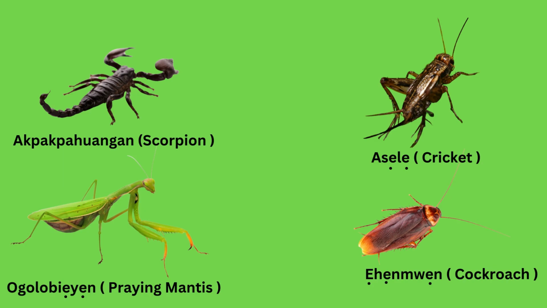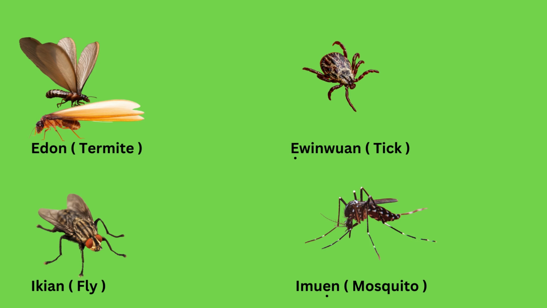Okay, now we have our insects. Akpakpahuanga is the scorpion. Ogolobienye is the praying mantis. Asele is the cricket. Ehene is a cockroach. Now, these long words, you can break them into syllables because when it's long, it kind of looks hard. But break them into syllables, they're easier to pronounce. Edon is termite. Enwiwa is a tick.